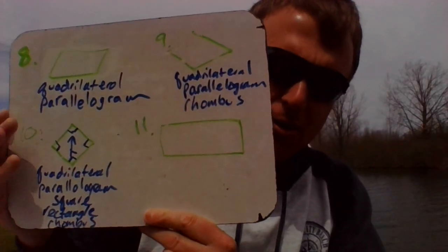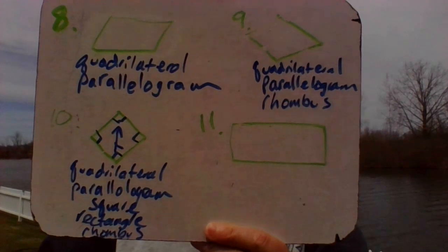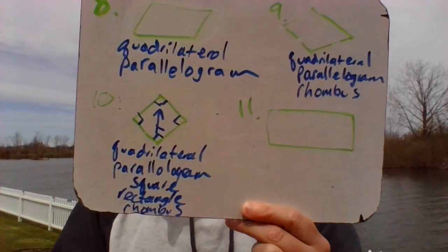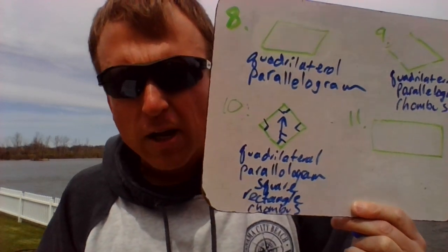Number 11. All right, number 11. The football field. I know I didn't draw it as detailed as in your book. Okay, now let's look at the football field. Is it 4-sided? Of course it is. So we're going to name it a quadrilateral. So write that down.